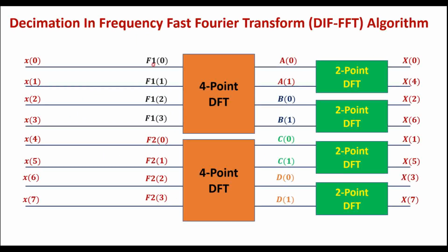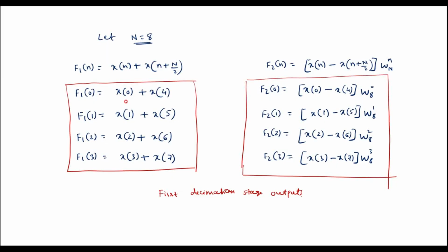So here the output is f1 of 0. The input is x of 0. We are supposed to give the arrow mark like this. This is x of 0. It should be connected with x of 4 because f1 of 0 is equal to the sum of x of 0 and x of 4, x of 0 plus x of 4.